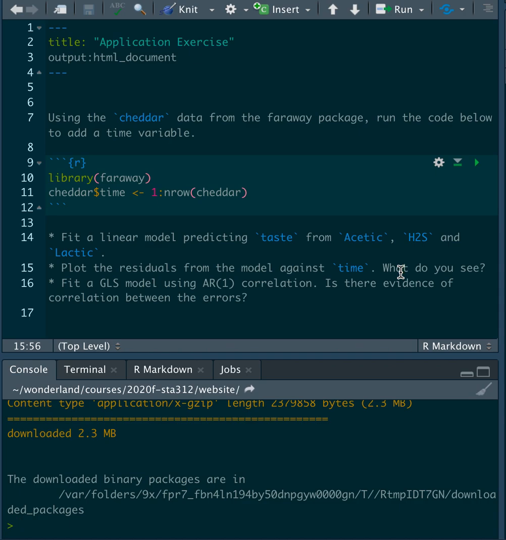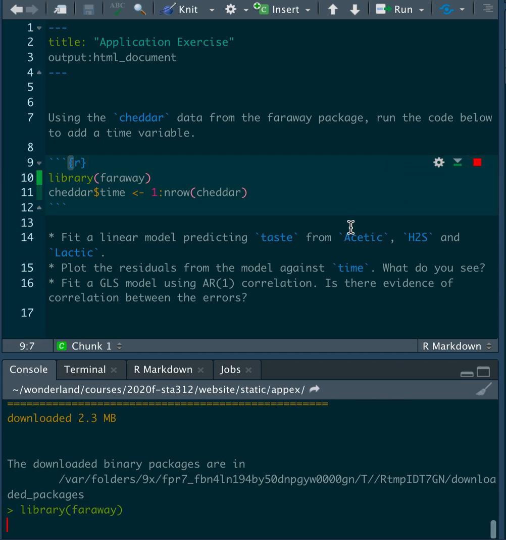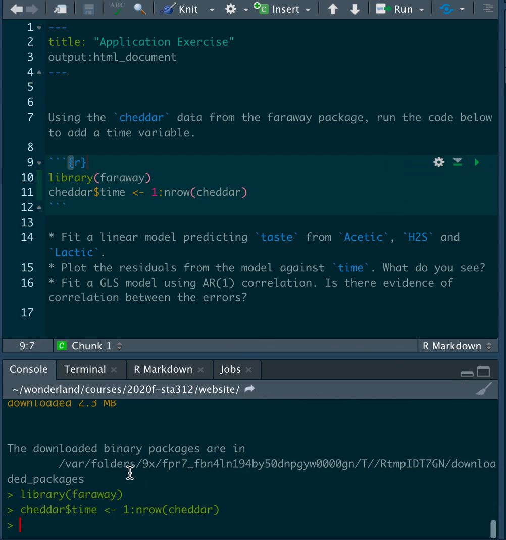Right, let's go through this application exercise. We're going to use the cheddar data frame from the faraway package, and we're going to add a variable called time. What I'm doing here is assuming that these observations were actually collected over time, which means that when I look at this data set, let's look at what cheddar looks like now.